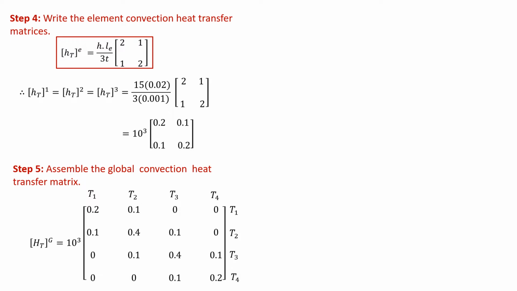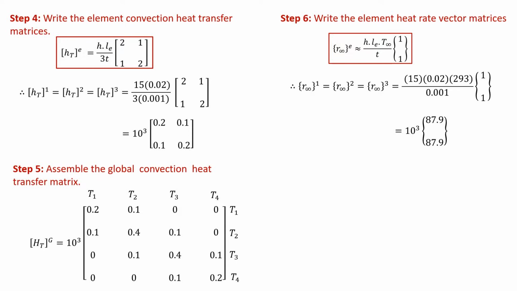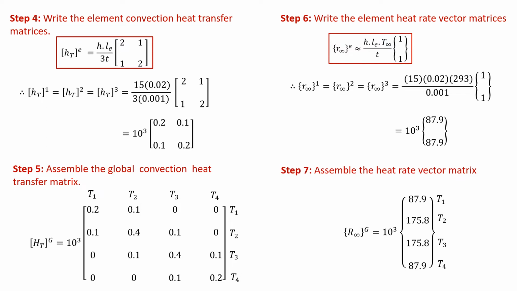The next parameter that we have to determine is the element heat rate vector, and we have to determine it first for each element. Similarly, as the fin is exposed to the same convection process and having the same length and thickness, therefore, the element heat rate vector will be the same for all elements, as shown here. Then, we just need to assemble them in order to obtain the global heat rate vector.